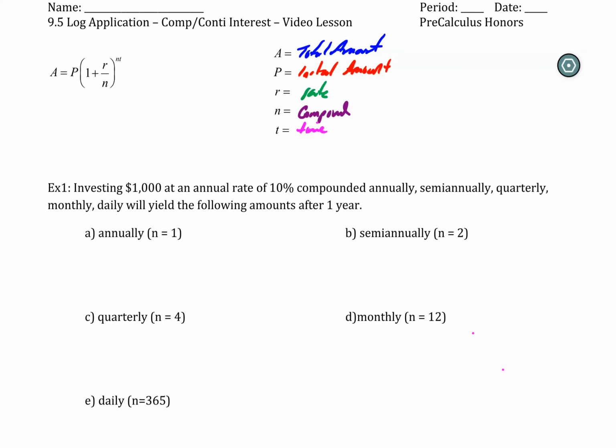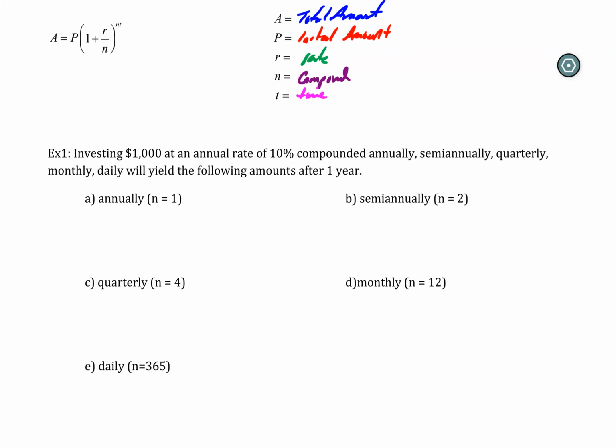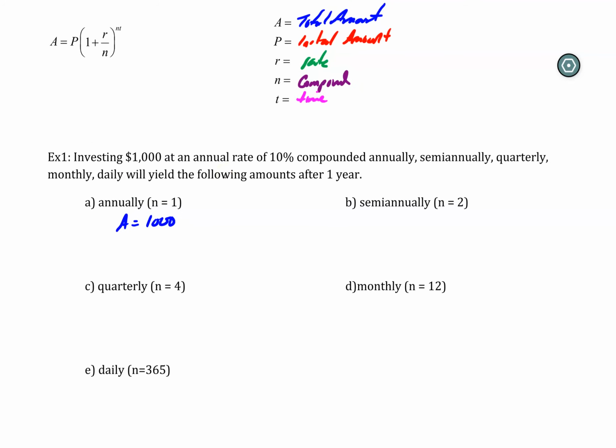Okay, let's look at this first example. This has a lot of different versions of what we have here. We'll write out the formula and represent each of these. Just compounded annually here, A is going to equal 1,000 times 1 plus R, in this case 0.10. Again, we have to make that a decimal. We're compounding annually, so it's just 1, and it's 0.10 times 1 as the exponent.